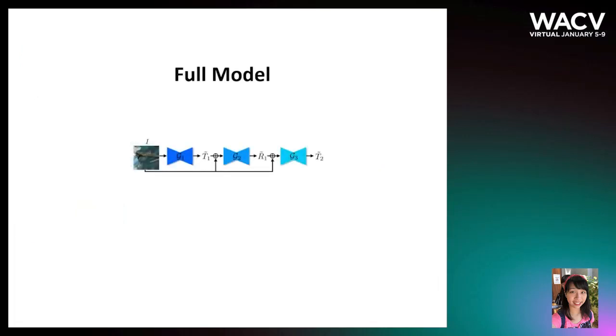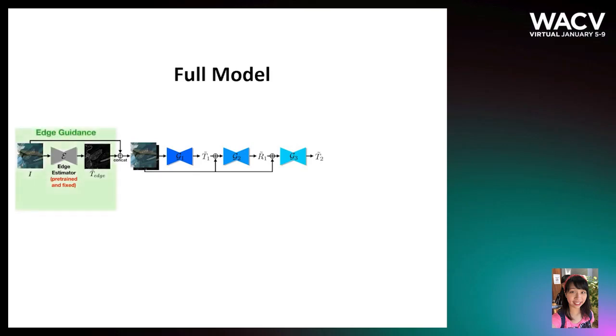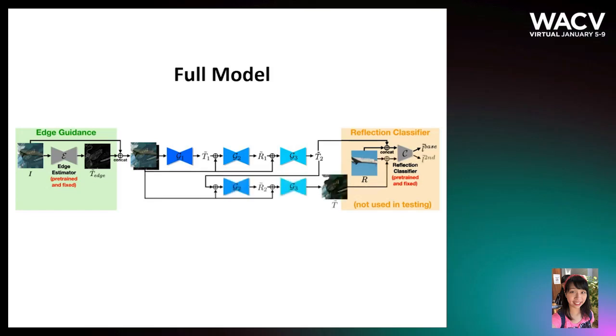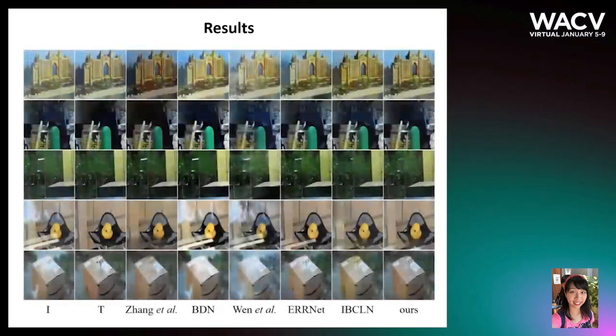Now, we integrate the base model with all three extensions into our full model. First, we use the edge extractor to predict the edge of the transmission layer and exploit it as an additional input for the base model. Second, we use the novel reflection classifier to score the estimated transmission layer obtained during the procedure of decomposition and derive an objective based on the score to improve the model learning. Last, we extend the base model to have the recurrent decomposition by reusing subnetworks to achieve better results for reflection removal. Here are some results of our method.